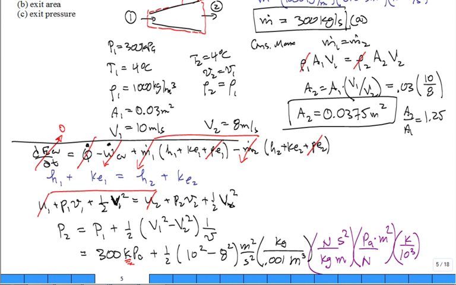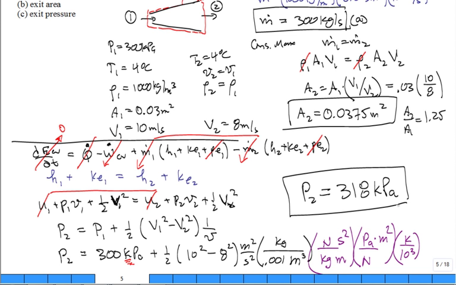So when you jump onto the calculator, and all these units will cancel correctly as shown, we find that the exit pressure is 318 kPa. Did it go up? A diffuser is a pressure recovery device. In a good diffuser, the pressure will go up. Somebody says, I am so lost, I don't believe it.